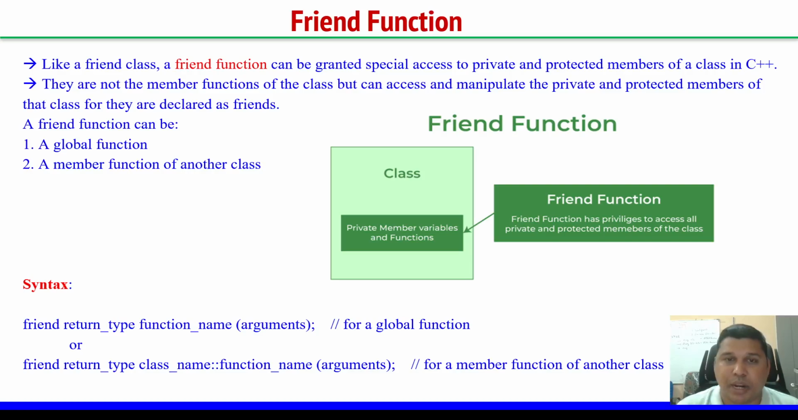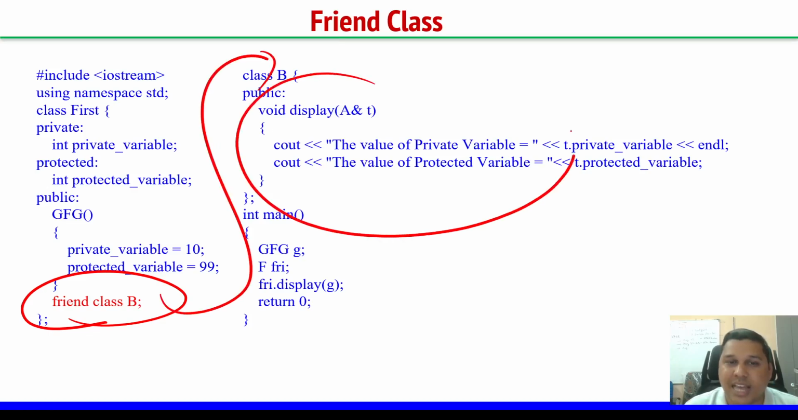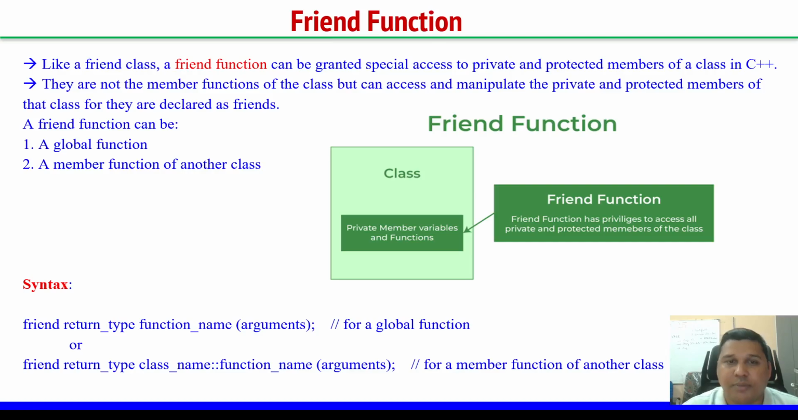This is just an example. Let's talk about friend function now. What is this friend function? Same as friend class. A friend function can be granted special access to private and protected members of a class in C++. Here in the earlier example, a whole class is having access. In the same way, I will write the name of a function here, and that function can be in class B.